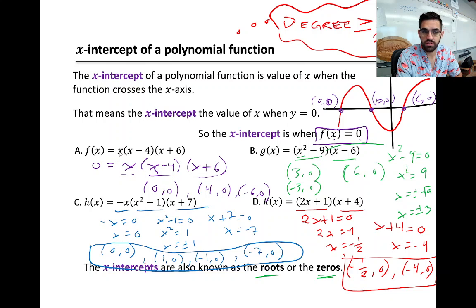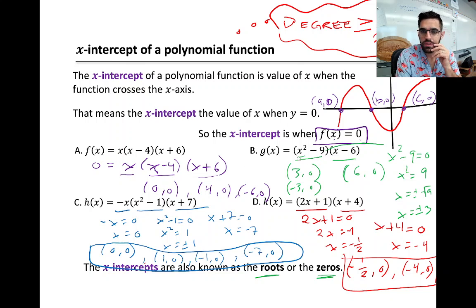So if x is 0, we have 0 times anything. If x is 4, we have something times 0 times something, because 4 minus 4 is 0. And if we have negative 6, we have something times 0. So (0, 0), (4, 0), and (-6, 0) are all x-intercepts for f of x.